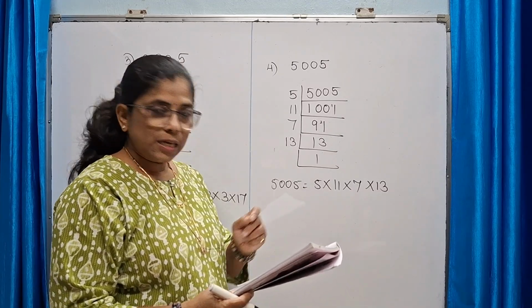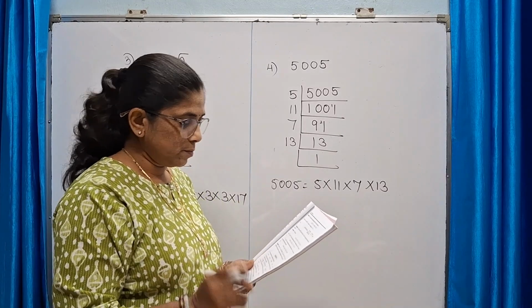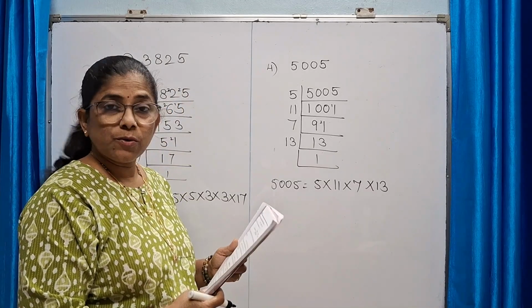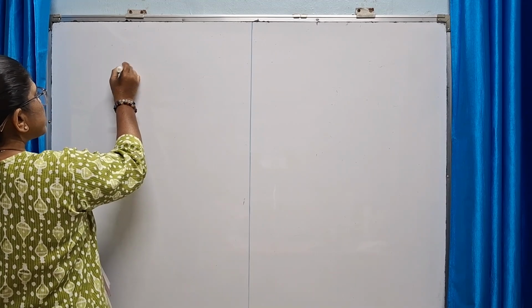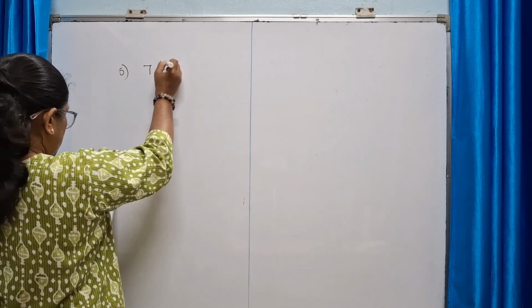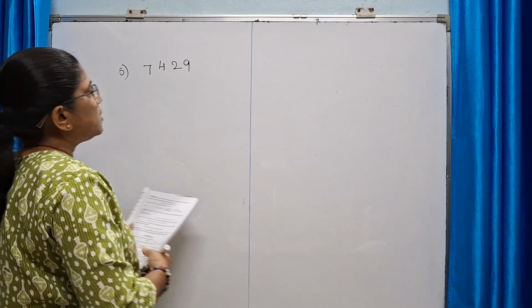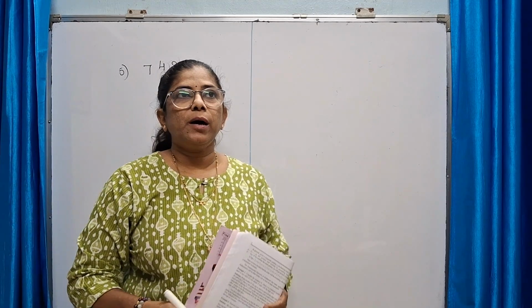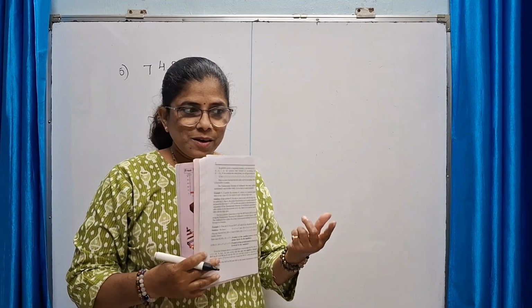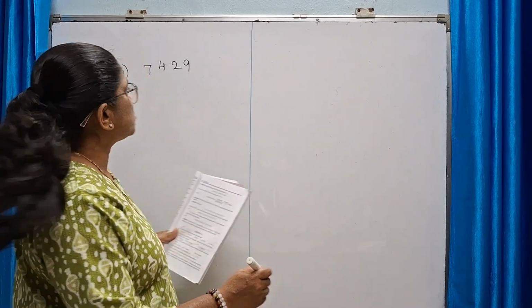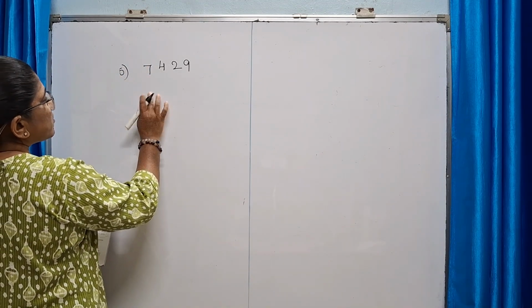Let's move to the last question of this first main question. Let's factorize the next number, that is the 5th number. The next number is 7429. It's a little bit critical. Now if you try the divisibility by 3, 7, 11, we have to go on trying here. It is not possible.